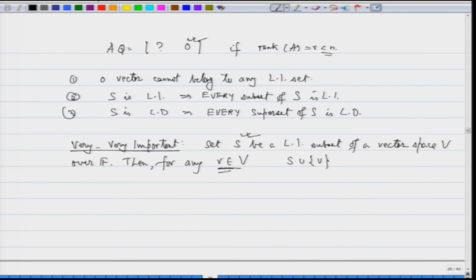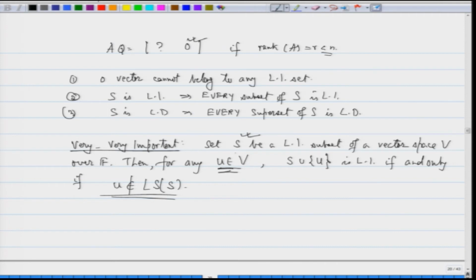So, I am looking at any v belonging to V, then for any v, this is linearly independent if and only if v does not belong to the linear span of S. Is that okay? Fine. So, let me write not v, let me write u here. I think there is a problem with these notations, as usual. So, u here, fine.